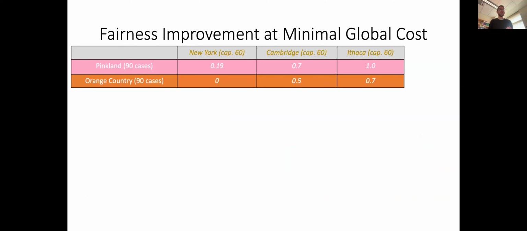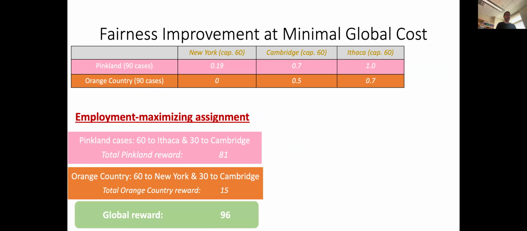So consider this example where we have 3 different locations, New York, Cambridge, and Ithaca. The employment probabilities are a little bit different. You still have cases from Pinkland and Orange Country. If we look at the employment maximizing assignment, we again find that the Pinkland cases get all of the good capacity, all of the Ithaca capacity, and half of the Cambridge capacity. And the Orange Country cases get all of the New York capacity, where they have 0 chance of employment, and half of the Cambridge capacity. For global reward, the total expected number of people that find employment would be 96.